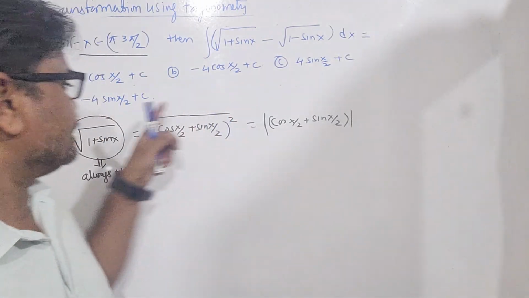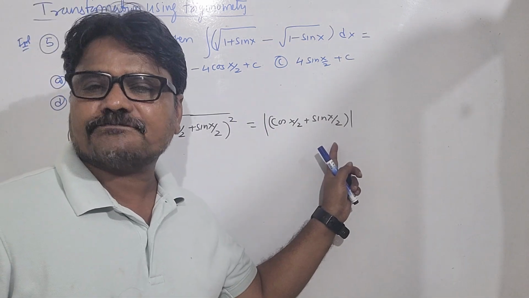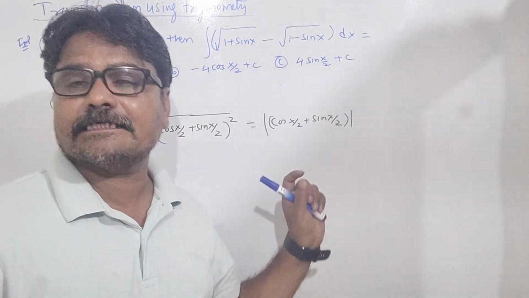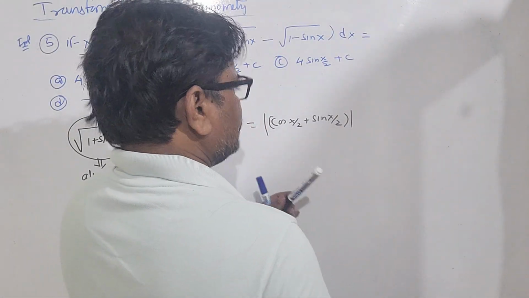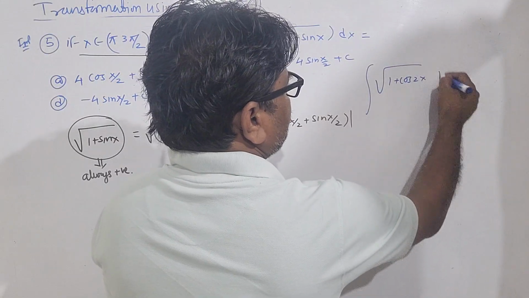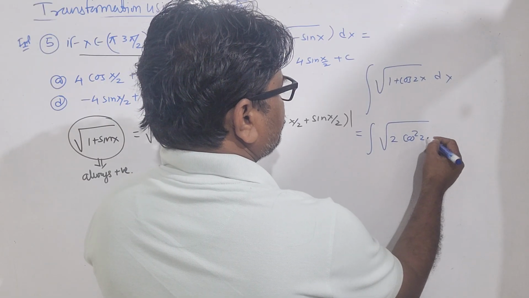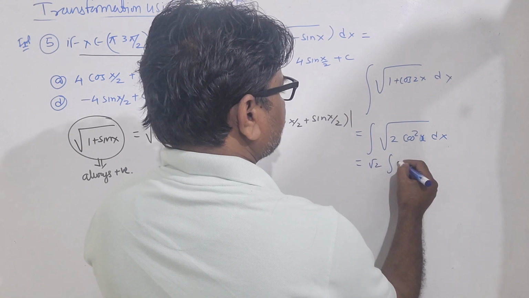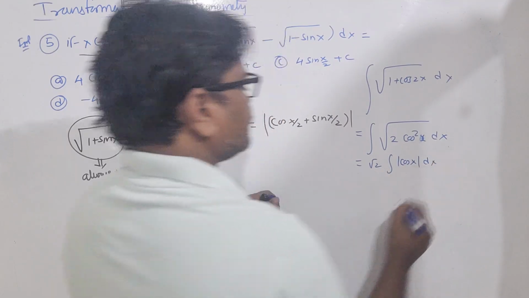If it is integration, we have to take this, then we will ignore this modulus. We will always take the positive of this cos x by 2 plus sin x by 2. We all know that. How? I told you last time. If I have to do the integration of square root of 1 plus cos 2x dx, then this is square root of 2 cos square x dx. So therefore this is root 2 integration of mod cos x dx, correct?